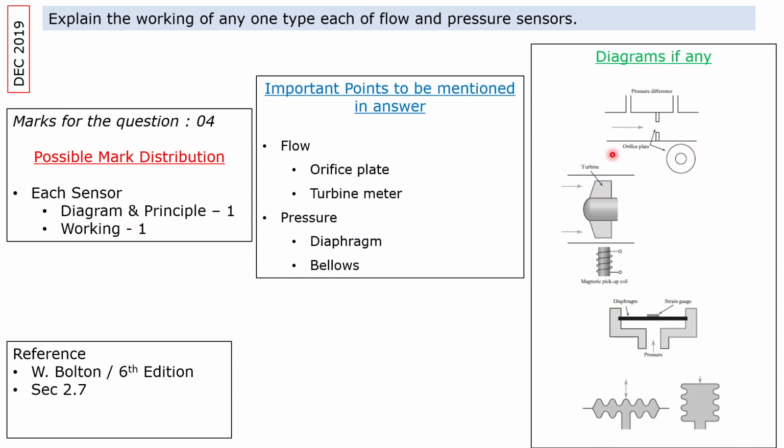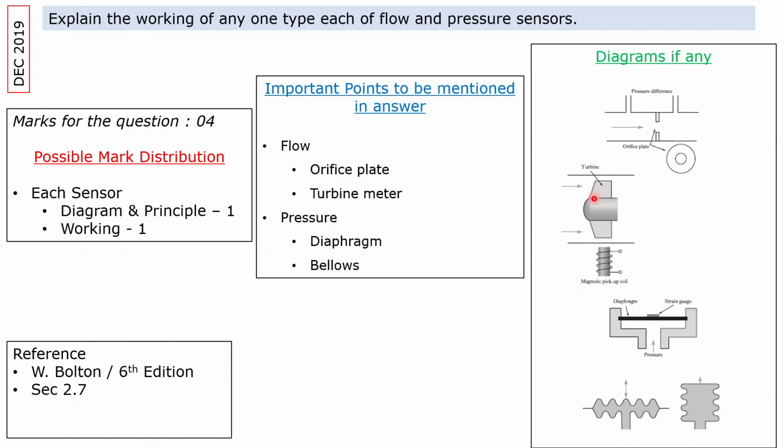So this is an orifice plate which you might have studied in your fluid mechanics, and you have conducted an experiment in your fluid mechanics lab itself. So this will be quite easy for you to draw and mention the principle and the working. You can mention the equation also, or else you can go for the turbine meter.